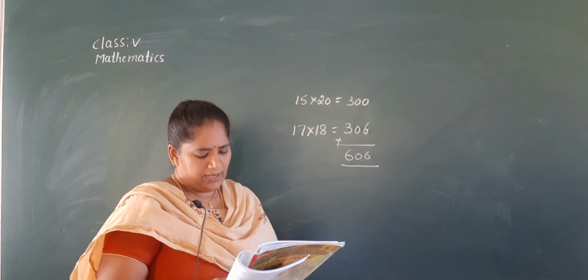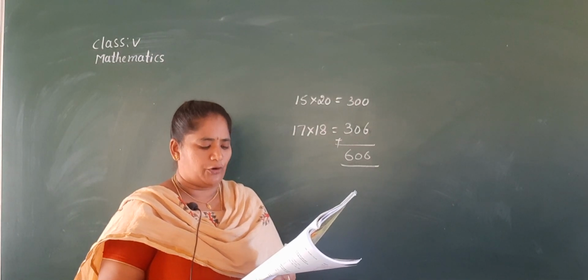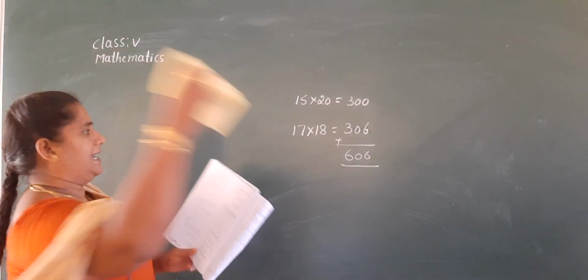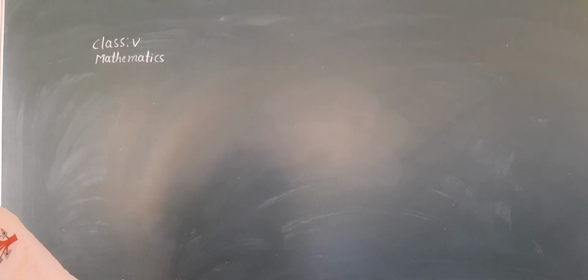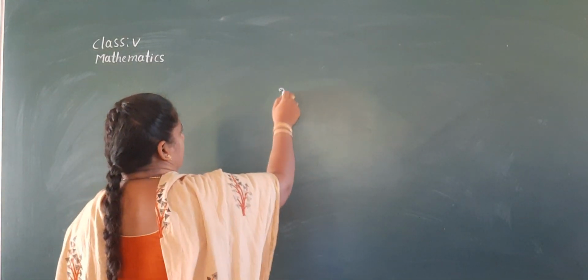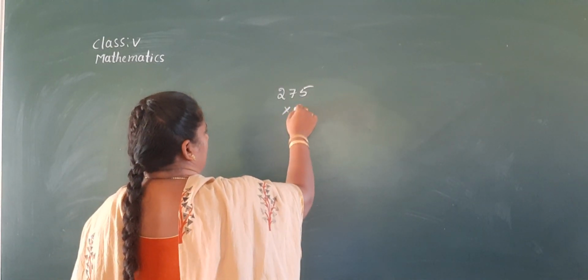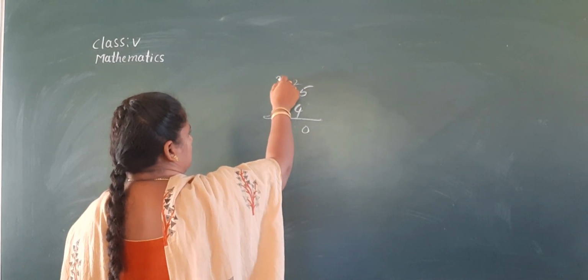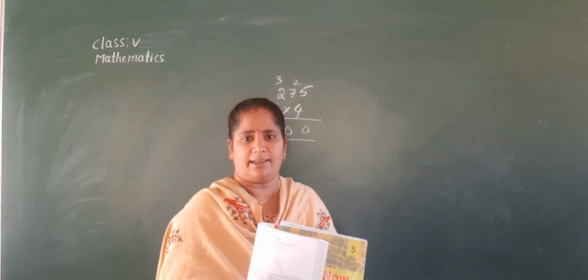Okay, next one. A village has 275 houses. 4 people live in each house. How many people live in 3 villages? So here it is given: one village has 275 houses. In each house 4 people live. Then how many people are there? 4 fives are 20. 4 sevens are 28 plus 2 is 30. 4 twos are 8 plus 3 is 11. So totally 1100 people are there in one village.